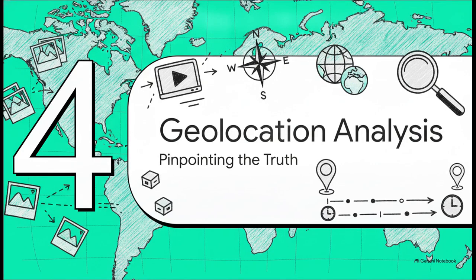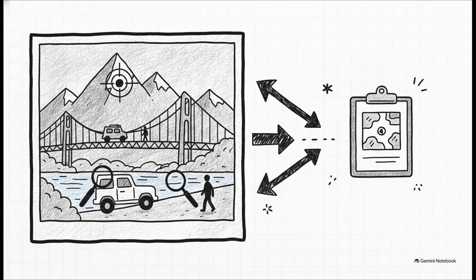Moving into Section 4, geolocation and video analysis. Let's see how we pinpoint the truth when the hidden data isn't there. So, what happens when that metadata is completely stripped or missing? Well, that's when you have to rely on contextual clues in the image itself.